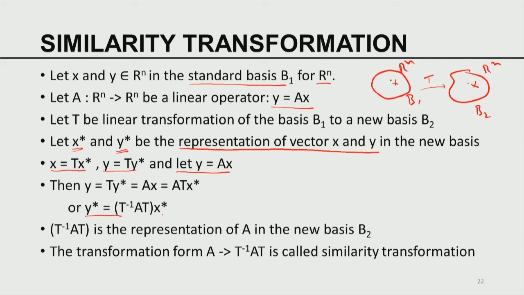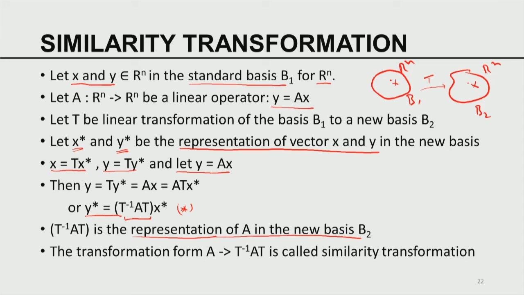So we have not changed anything, we are simply concerned with two vectors x and y. We are simply representing x and y in two different bases of Rn. And so A is an operator, T is the transformation. All these things relate to the fundamental result which is given by the star. So I have a new matrix. The new matrix is T inverse AT, it is related to A. T inverse AT is the representation of A in the new basis B2.